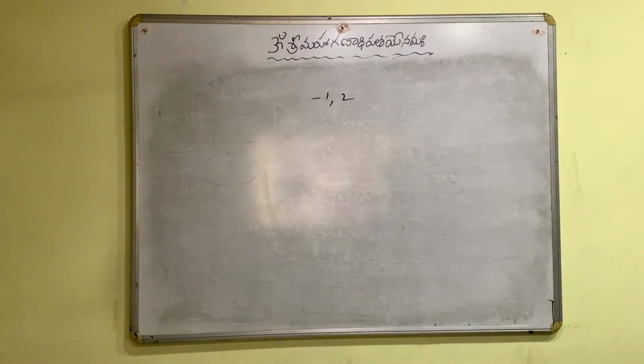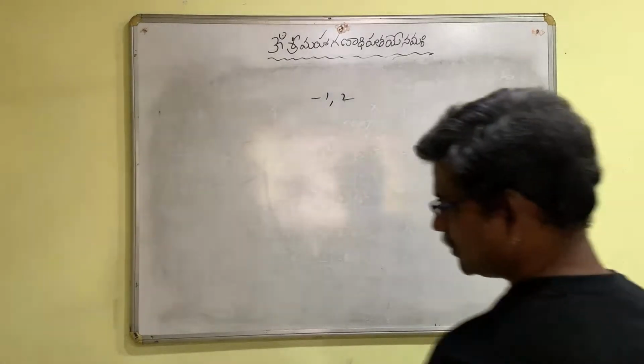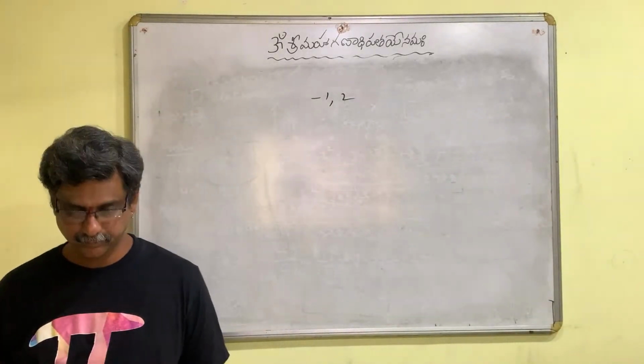-1 and 2 are the zeros of a polynomial. You need to find that particular polynomial. Only 13 people have joined.